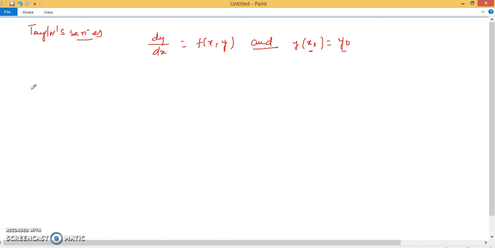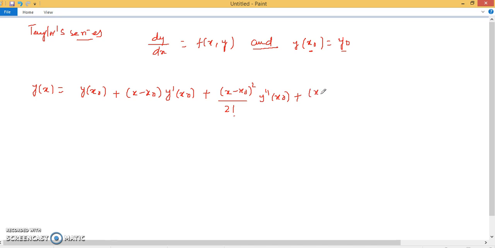And the formula of this Taylor series is y of x is equal to y of x naught plus (x minus x naught) y dash of x naught plus (x minus x naught) to the power 2 upon 2 factorial y double dash of x naught plus (x minus x naught) to the power of 3 by 3 factorial y triple dash of x naught, and so on. Then (x minus x naught) to the power of 4 by 4 factorial y 4 of x naught, and so on.